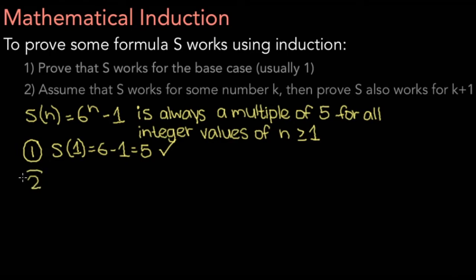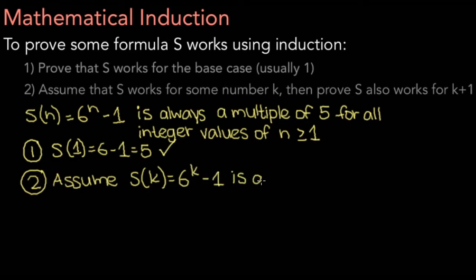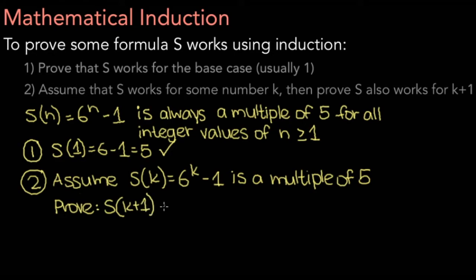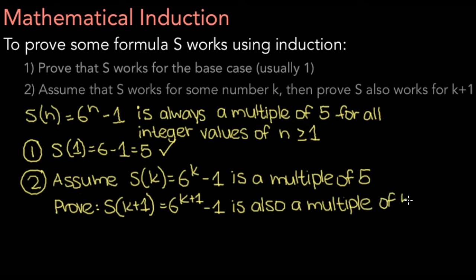For the second step, we assume that S of k, which is 6 to the k minus 1, is a multiple of 5. And what we need to prove is that S of k plus 1, which is equal to 6 to the power k plus 1 minus 1, is also a multiple of 5.